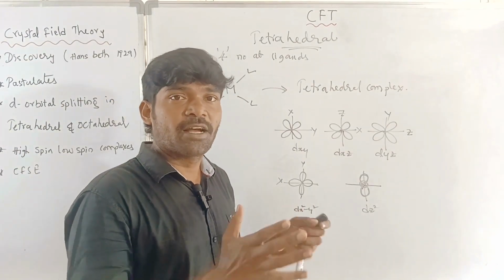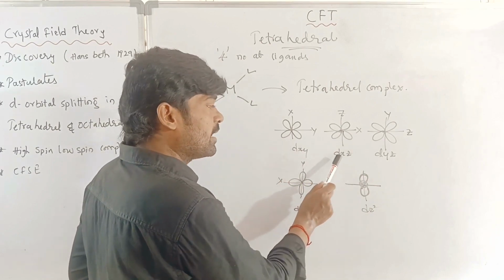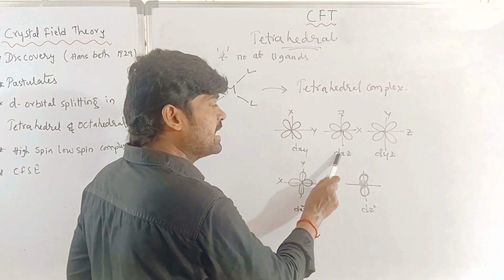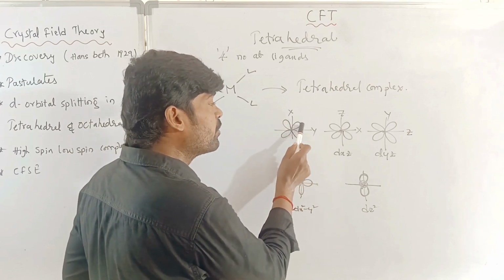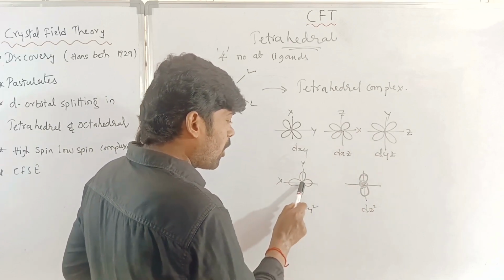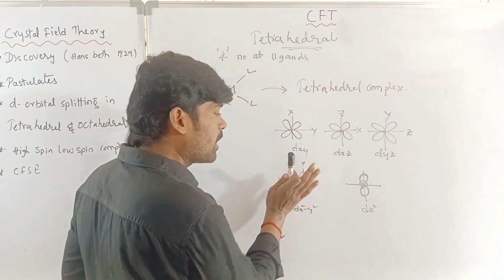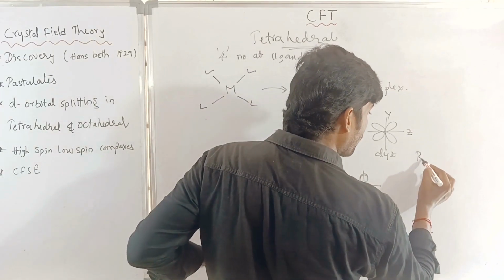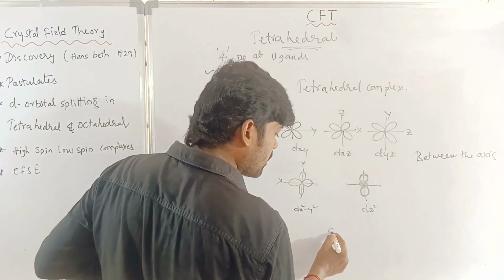Before going to the splitting of d orbital, let's see what the d orbitals are. These 5 are the d orbitals: dxy, dxz, dyz, dx square y square and dz square. If you observe clearly, in the dxy, dxz and dyz orbitals, the lobes are arranged in between the axis. These 3 are in between the axis, and these 2 are along the axis, occupying the place on the axis.